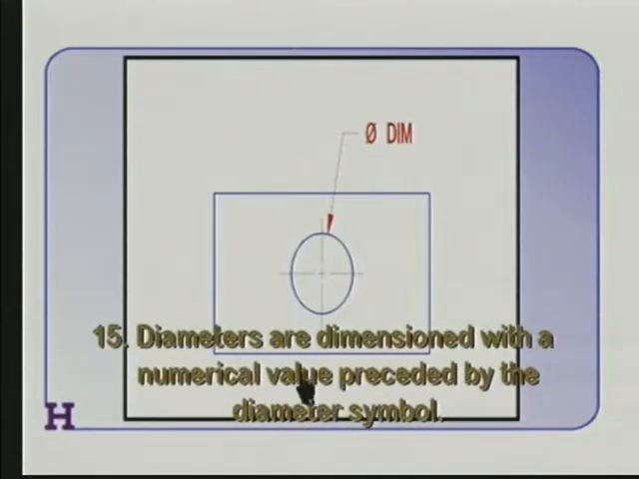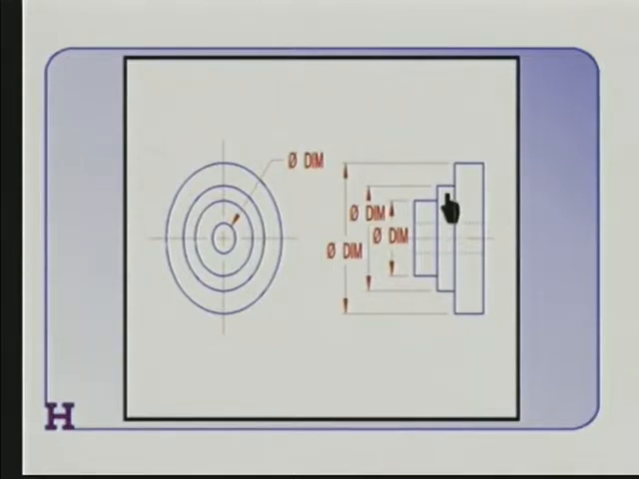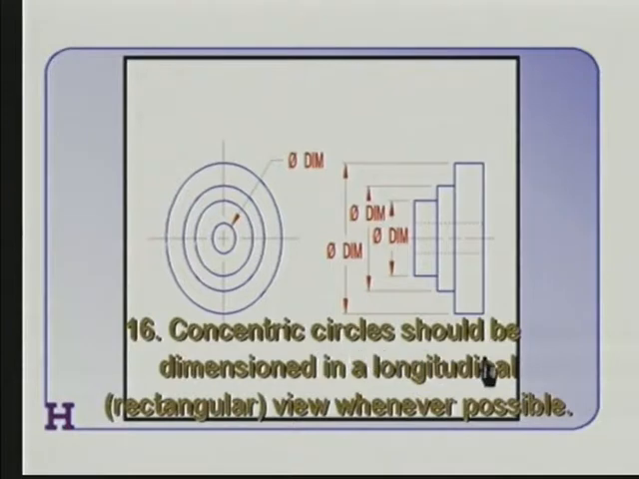Once again about diameters. Diameters are dimensioned with a numerical value preceded by the diameter symbol. And here we see the leader, radial line, diameter symbol followed by numerical value. Now, what happens when we have a lot of concentric circles to dimension? Here's a principle that sometimes you see violated in a lot of the textbook examples. Concentric circles should be dimensioned in a longitudinal or rectangular view whenever possible. The alternative to doing this is to crisscross all these diameter dimensions right here on the circular view, and that violates the principle about keeping dimensions off the object.